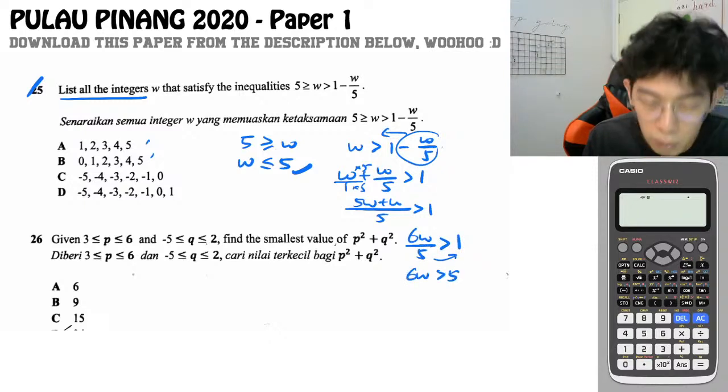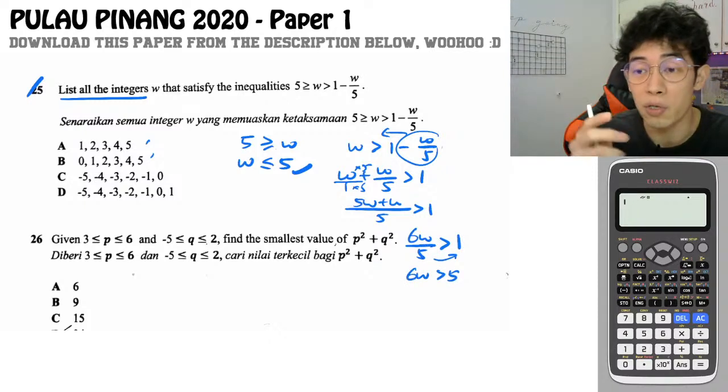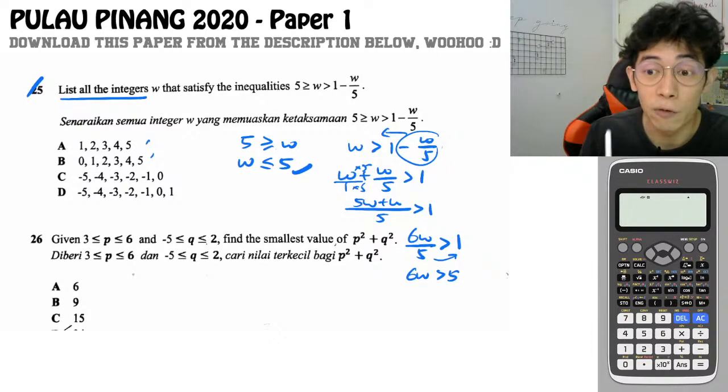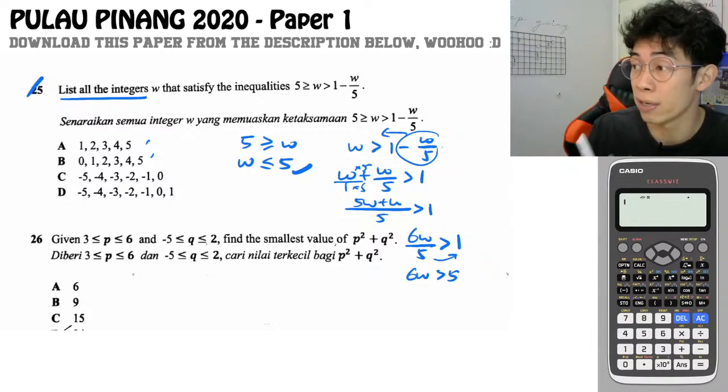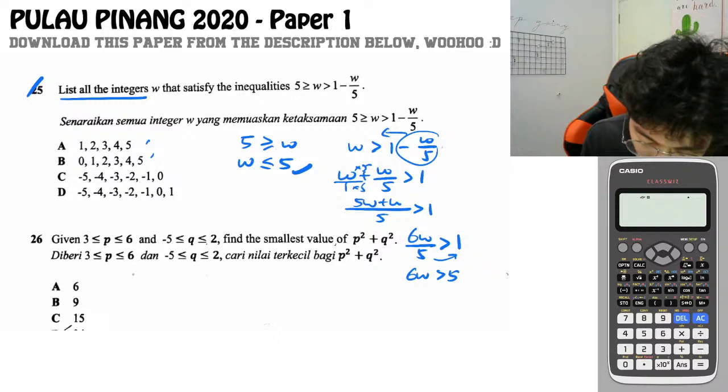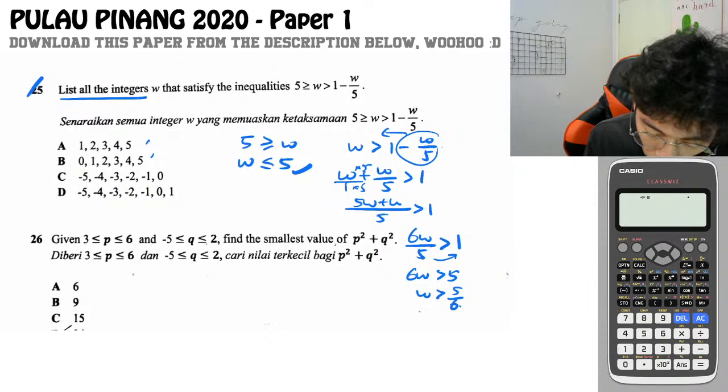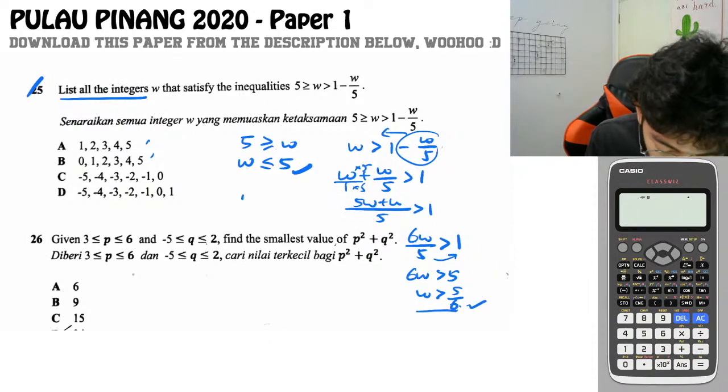6W greater than 5. Student might say, teacher, no need to switch, man, because there is no times or divide that involve negative along. If let's say there is a negative along, then you have to switch. So W greater than 5 over 6. Then student will say, oh teacher, I got it already. So now you're gonna match it.